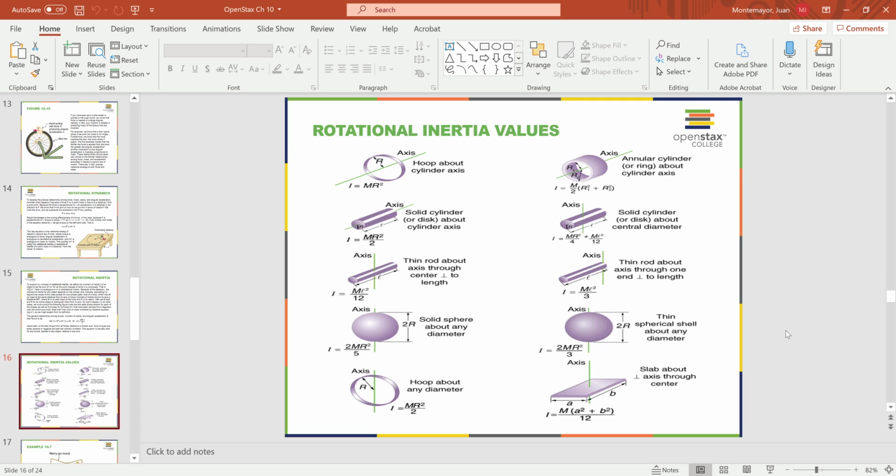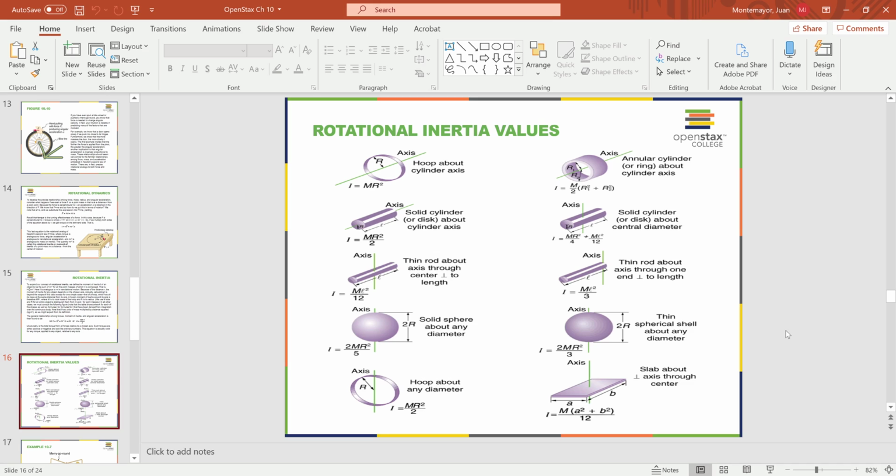So here are all the different equations for rotational inertia. We see that a hoop, like we mentioned, is I equals M R squared. If you're talking about a solid cylinder about the center of its axis, it's M R squared over 2. A thin rod about an axis through its center, perpendicular to the length, is M L squared over 12. A solid sphere about any diameter is 2 M R squared over 5. A hoop about a diameter, down the middle instead of through its center, is I equals M R squared over 2.